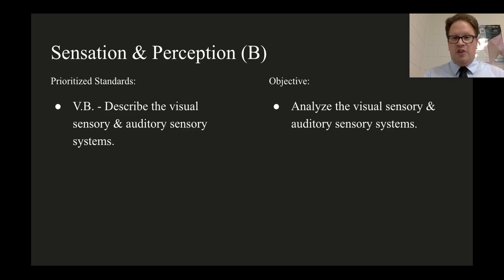All right, that was the Sensation and Perception, Section B lecture. Sorry for butchering several words on that one. Our prioritized standard was 5B, and objectively now I can analyze the visual, sensory, and auditory sensory systems.